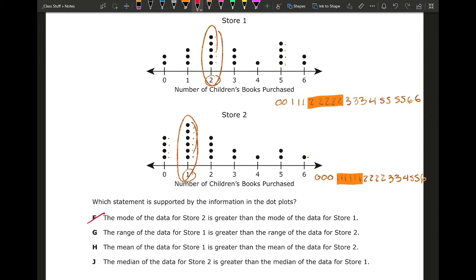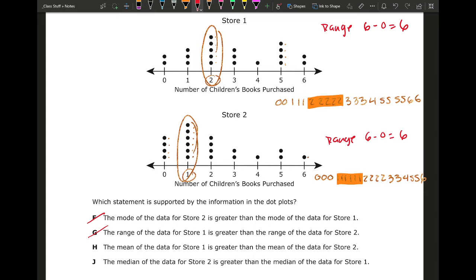Let's look at the range. The range is gonna be the bigger number minus the smaller number, okay? The range of the data for store one is greater than the range of the data of store two. Range is gonna be six minus zero, which is six, right? Is one of them greater than the other one? No, for me they're the same. The range is the same. So it's not G. The mean of the data for store one is greater than the mean of the data for store two.